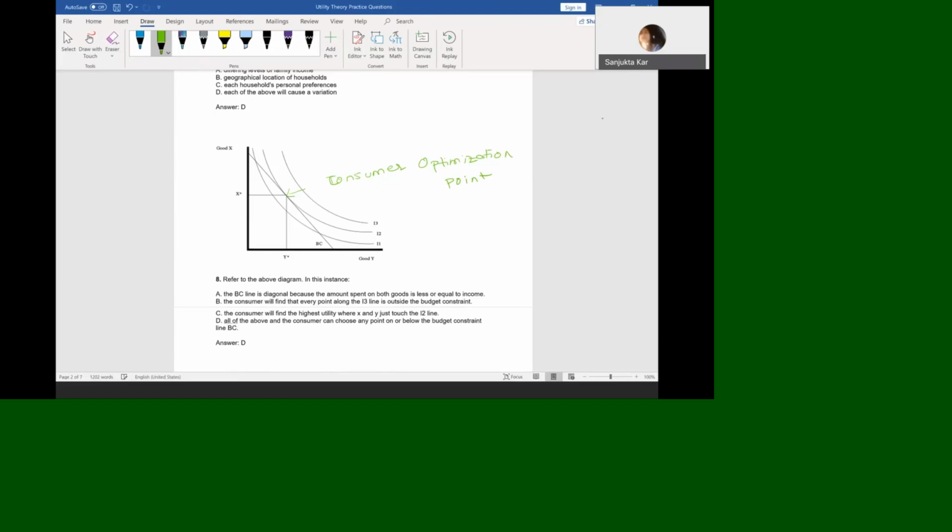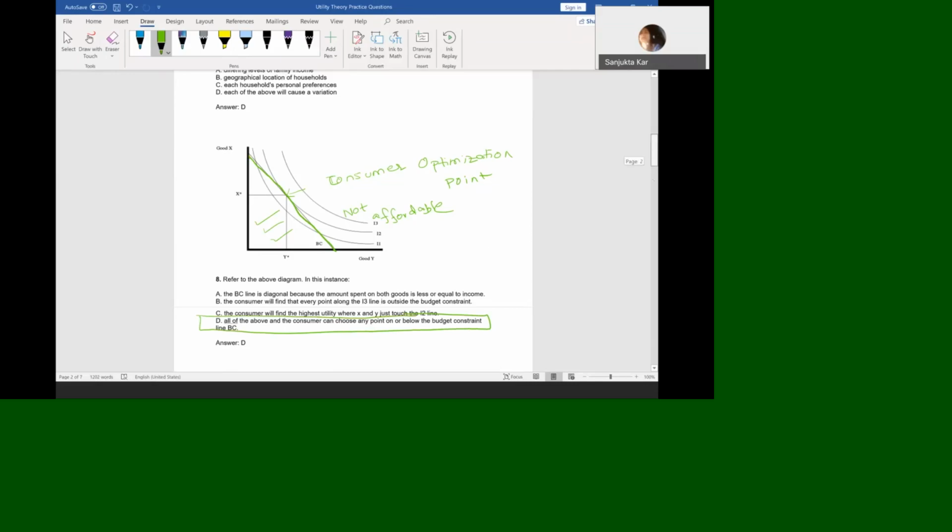Anything outside the budget line is not feasible, or inside is definitely affordable to the consumer. So this is going to be the answer to this question. Consumer can choose a point either inside, below the budget line, or on the budget line, but definitely points on the budget line are preferred to points inside the budget line.